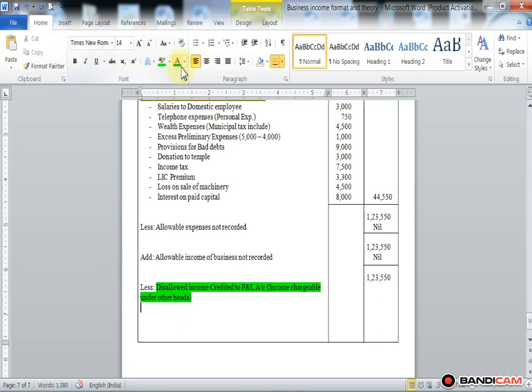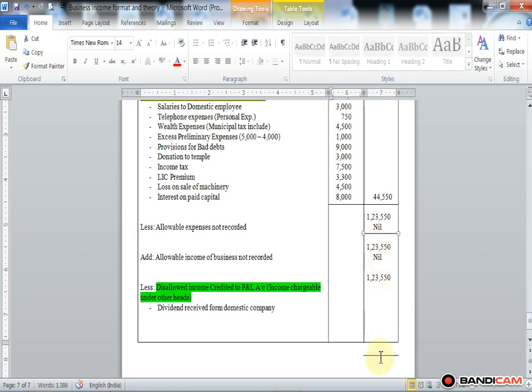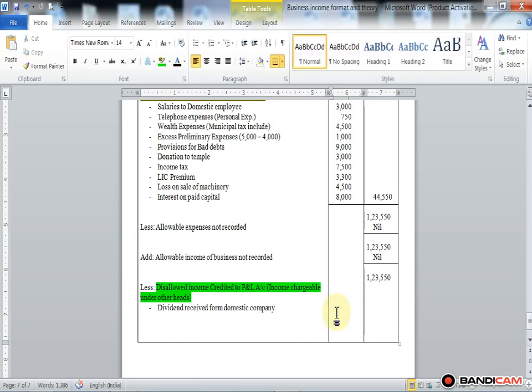Other source of income is deducted from net profit. So dividend received from domestic company, okay, amounted to rupees 6,000.